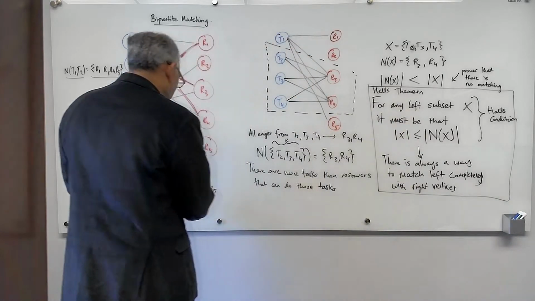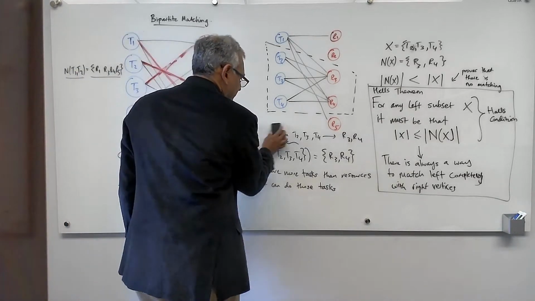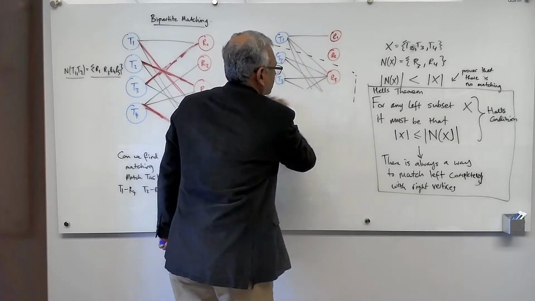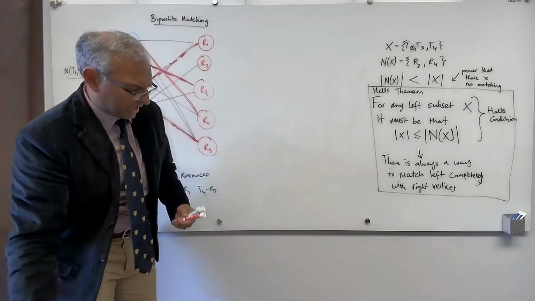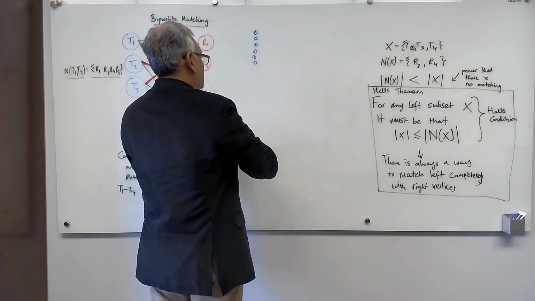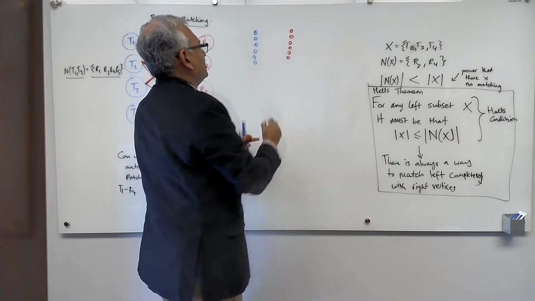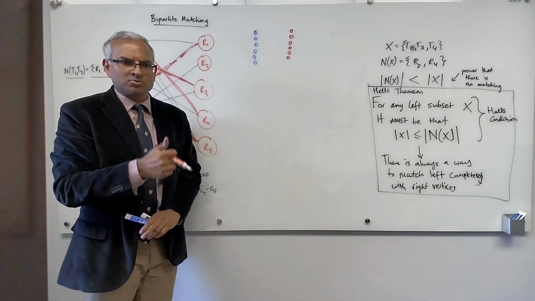Basically what it says is that when you look at your vertices, you have your left vertices and you have your right vertices. Quick question. Can there be fewer right vertices than left if you want a complete matching? Pause, 1, 2, answer.